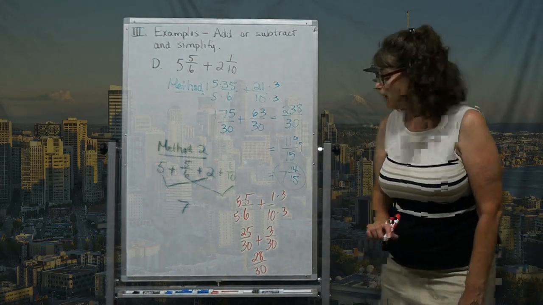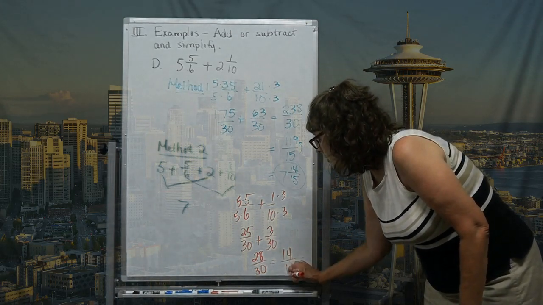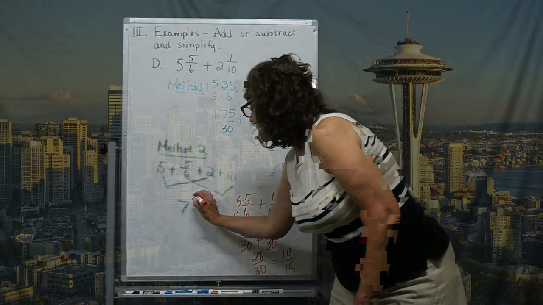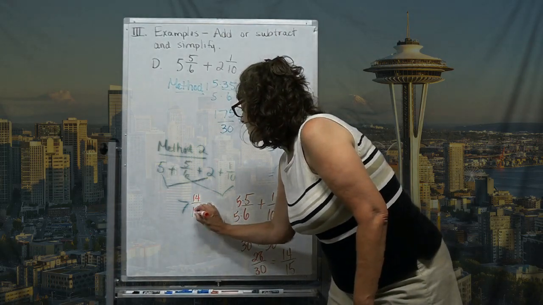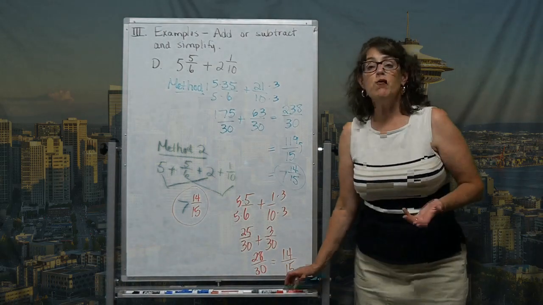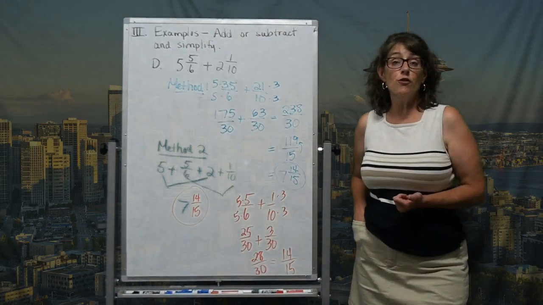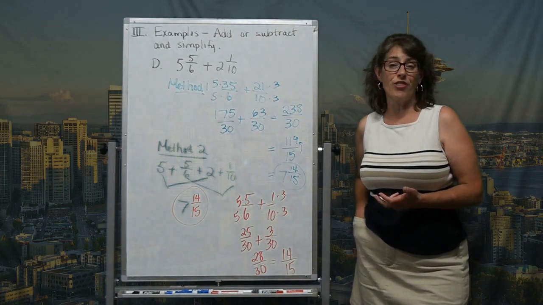Both of them are divisible by 2. 28 divided by 2 is 14. 30 divided by 2 is 15, giving me yet again that 17 and 14/15. So, as I've said before, you don't have to know both methods. You pick the method that you feel most comfortable with and you go with that.